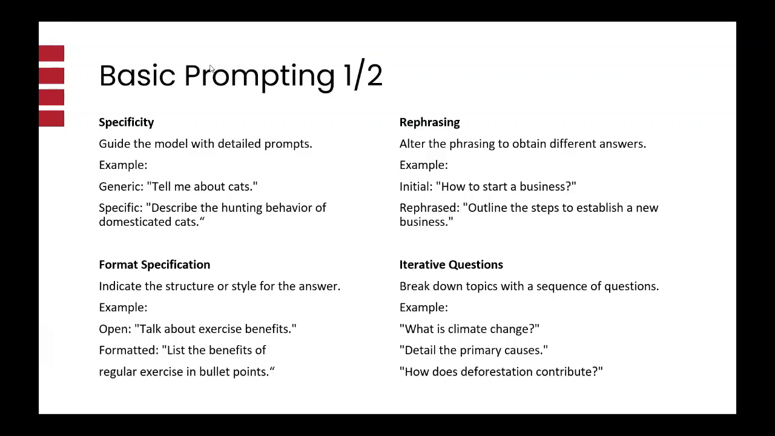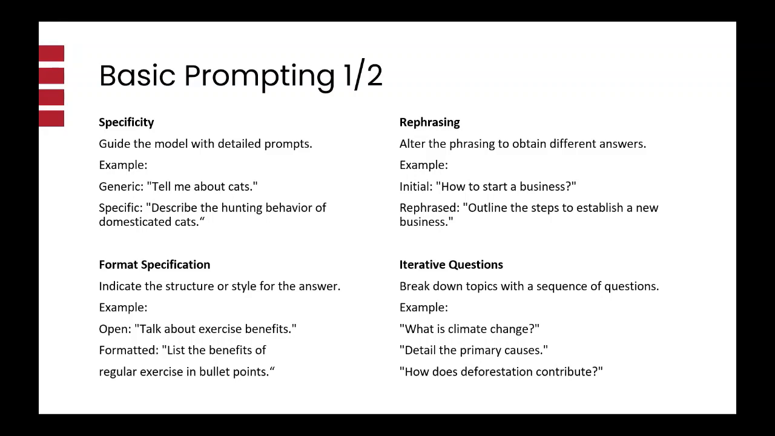Now we have given some examples here, like some basic prompting. In the first step, I have given specificity. The generic question is, tell me about cats. So the chatbot can give any generic answers. But if I ask, describe the hunting behavior of a domesticated cat, then it would give you more specific answers according to your question. And the format specification we have already discussed in the previous slide.